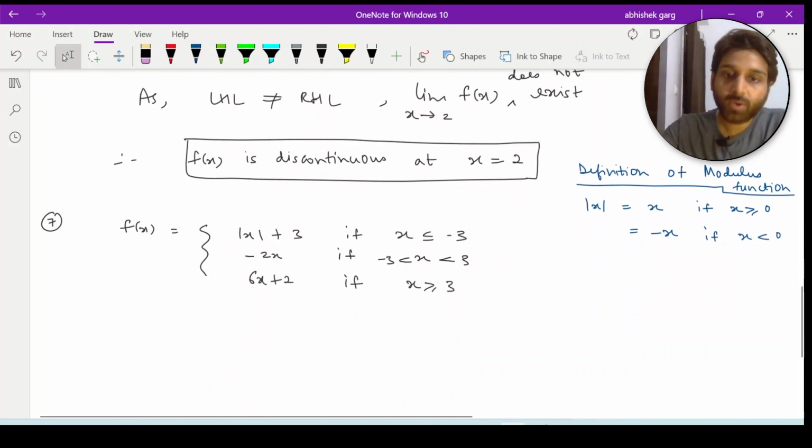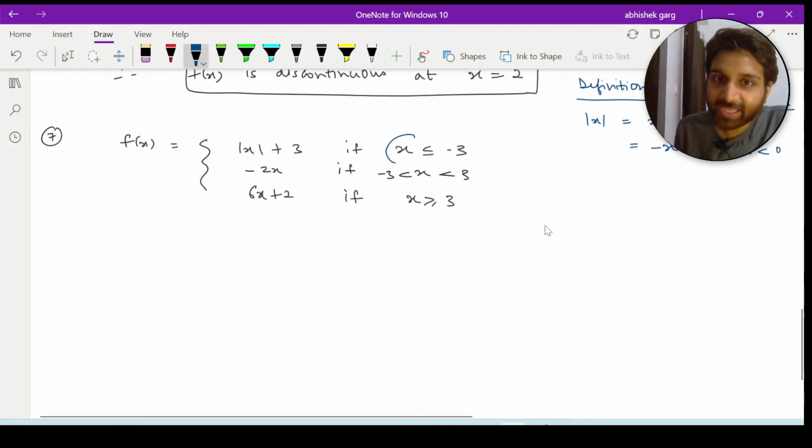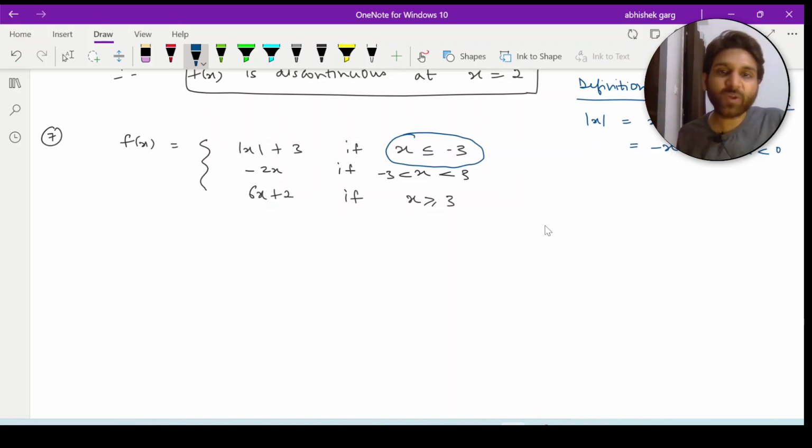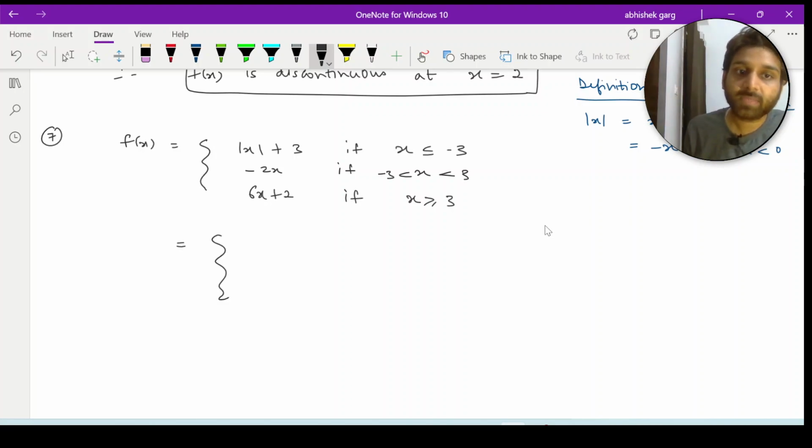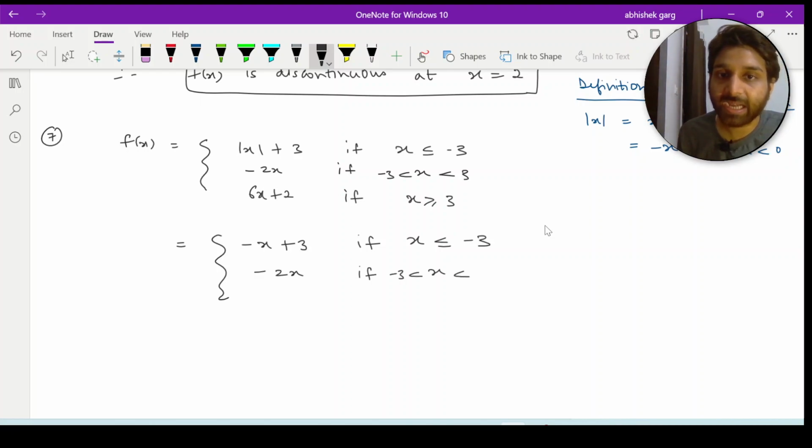All right. So as you can see here, x is less than or equal to minus 3. Is it negative or positive? It is negative, right? Because it is negative, and we have learned that mod x is equal to minus x when x is negative, we should not write mod x, we should change it to minus x. Okay, so we'll write that it will be minus x plus 3 when the value of x is less than or equal to minus 3. It is minus 2x if x lies between minus 3 and 3, and the value of f(x) is 6x plus 2 if x is greater than or equal to 3.